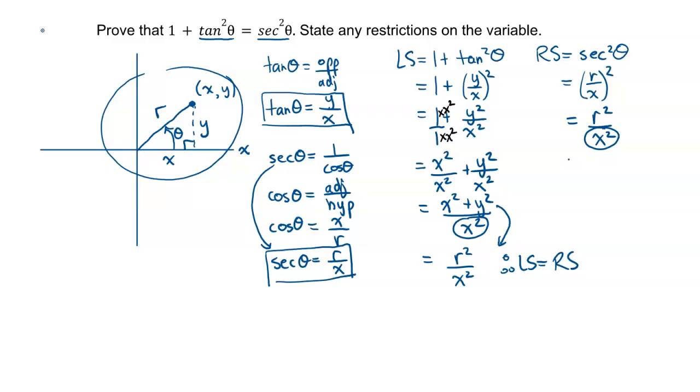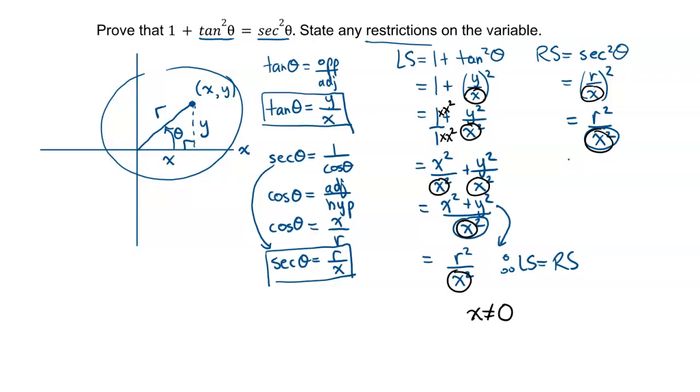Now, the last thing this question said to do was state any restrictions on the variable. So in order to state restrictions on the variable, what we want to do is look at the variables that we have here and say, are any of those ever not allowed to be 0? Well, if you go through this, we can see that we can't ever have x be 0 in all these places. X can never be 0. We can't divide by 0. And so because of that, x cannot be 0.